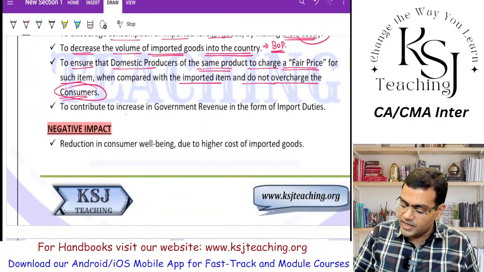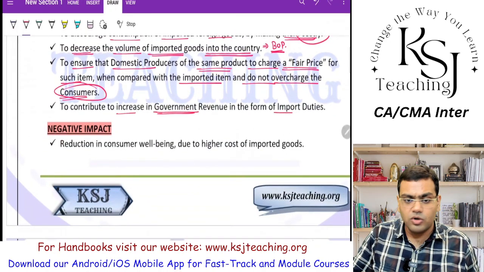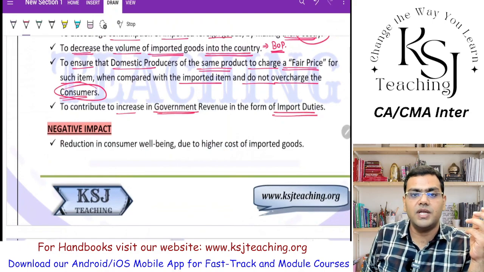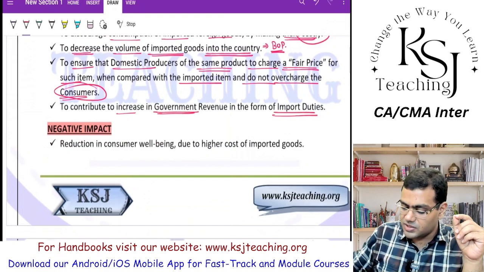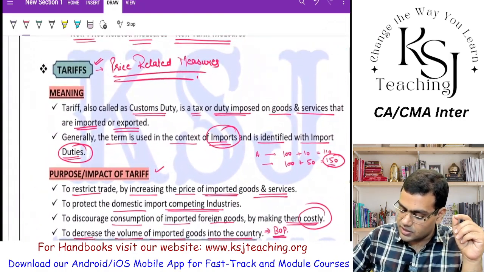To contribute to the increase in government revenue in the form of import duties, right, sir? This customs duty is what? It is an indirect tax for the government, right? It is an indirect tax. You must have studied the GST, and this customs duty is what?